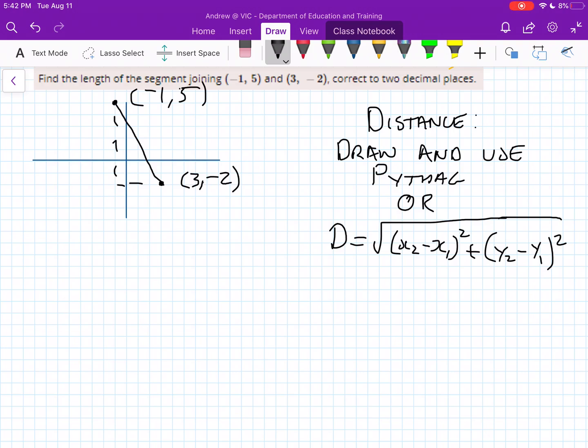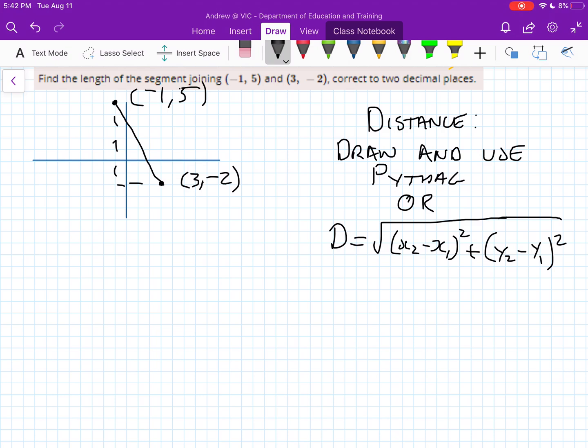G'day everyone, so in this video we are going to be looking at finding the distance of a line. I've already done a little bit of setup just so the video is a little bit shorter, but find the length of a segment joining (-1, 5) and (3, -2), correct to 2 decimal places.